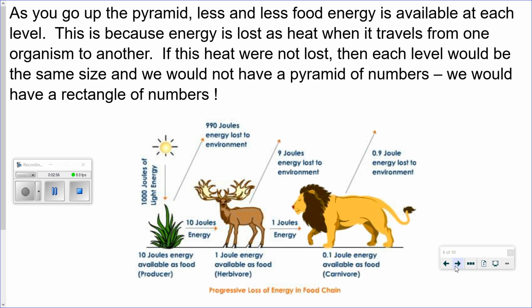As you go up the pyramid, less and less food energy is available at each level. This is because energy is lost as heat when it travels from one organism to another. If this heat were not lost, then each level would be the same size, and we would not have a pyramid of numbers. We actually would have a rectangle of numbers.